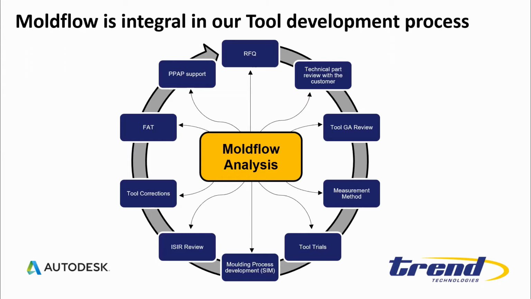If we're awarded a project and we get to the tool GA, we want to optimize our gate locations. Where are we placing the hot runner? Does it work in our tool design? Have they optimized the cooling channels? This will all be analyzed and verified through Moldflow and fed back to our tool makers.